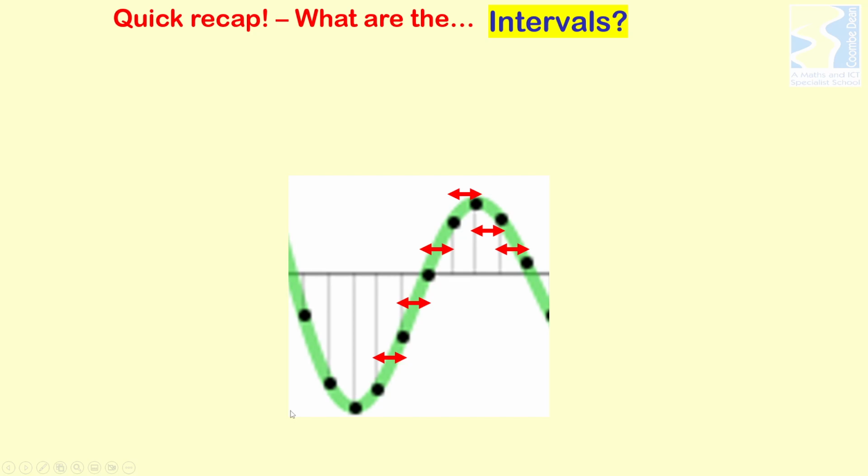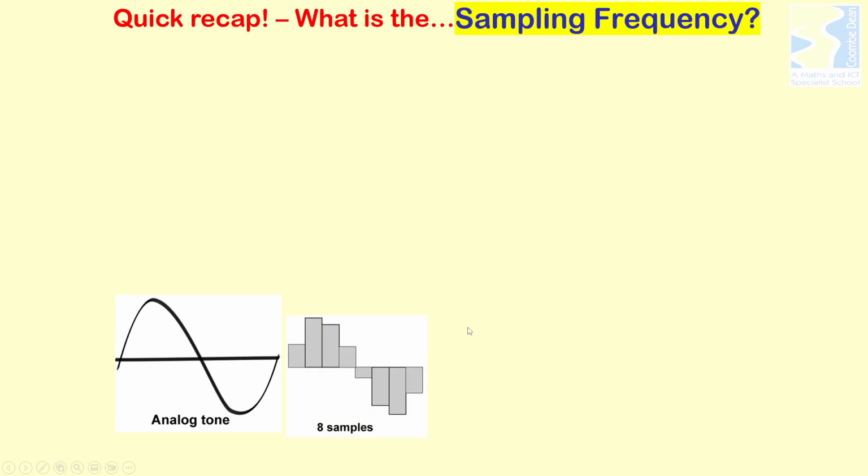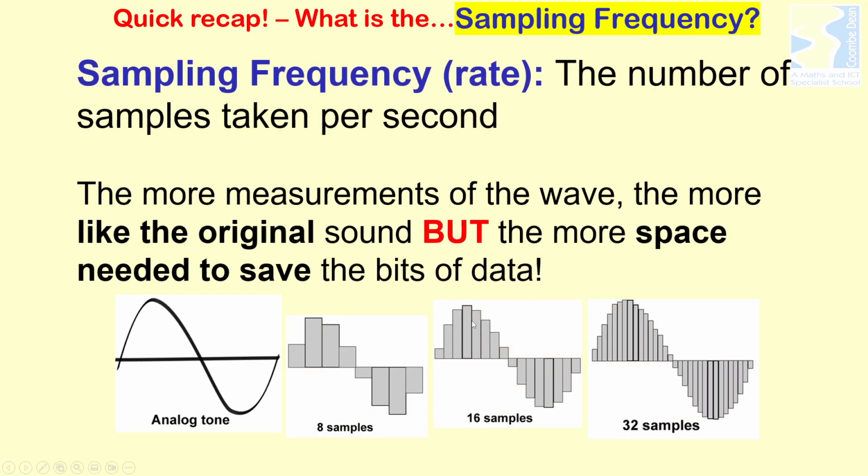Other things you need to know: the interval is the gap between each sample. Could be 5 milliseconds, could be 10 milliseconds, could be 1 millisecond. The gap between each sample is taken. The sampling frequency is the number of samples that are taken per second. So the more samples you take per second, the more like the original sound it's going to be. However, the more binary data and more space will be needed to save the data. So the number of samples taken per second.